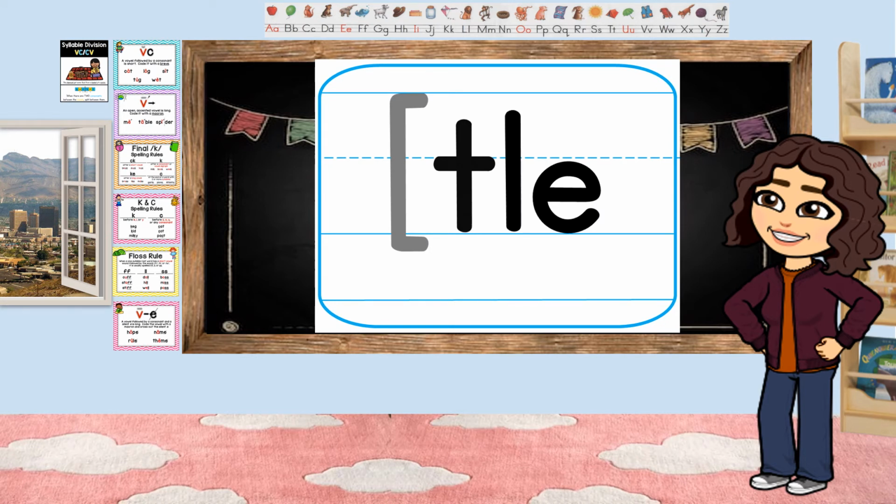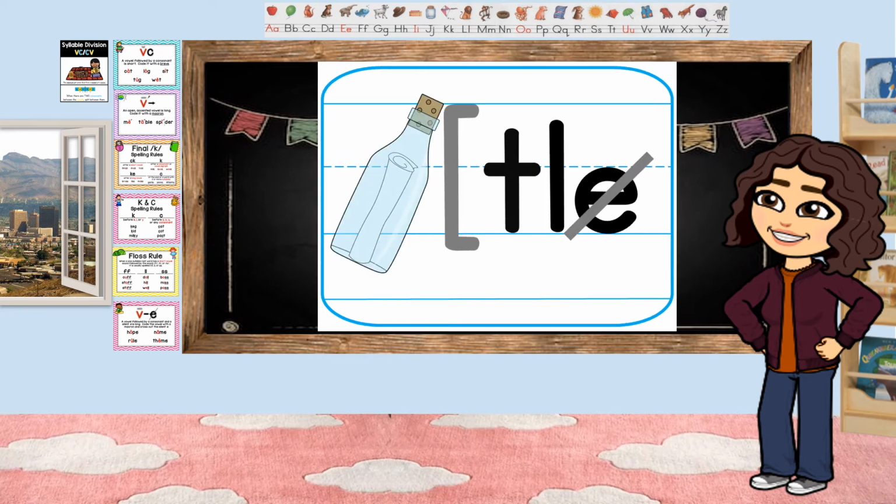We also have this card. So when we see this one, we're going to say final stable syllable, T-L-E. And to help us remember the sound for final stable syllable, T-L-E, we have bottle, toll.